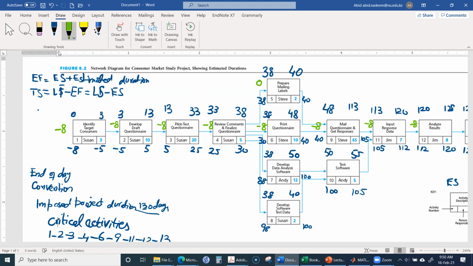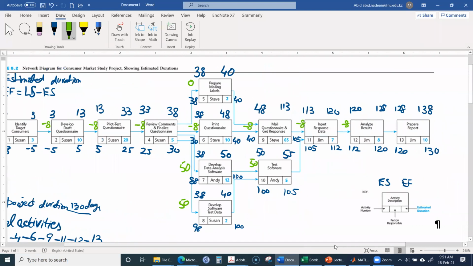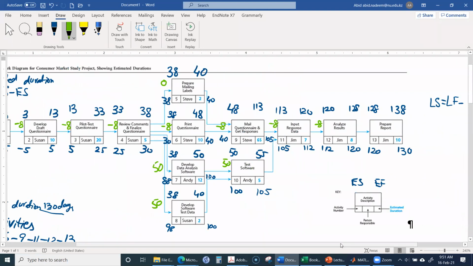So I am writing the total slack. For here it is 88 minus 38, it is 50. So its total slack is 50, which is quite a lot. Okay, 98 minus 38 is 50. Over here, this is 100 minus 50 is 50. And then similarly, 120 minus 28 is -8.